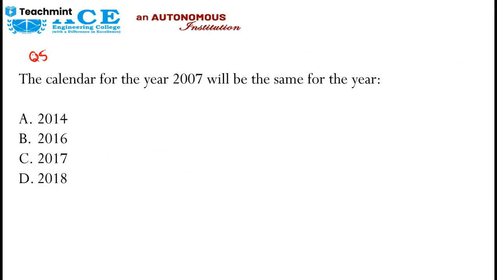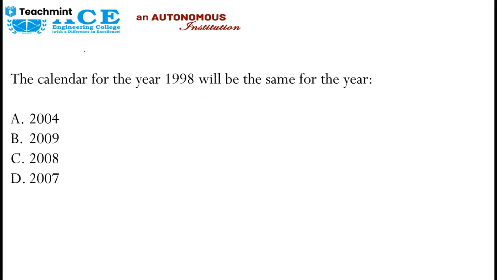Same calendar. The 2007 calendar is the same as 2018. This is the same example we already discussed. We did plus 6, plus 7 and all. We already discussed those examples.